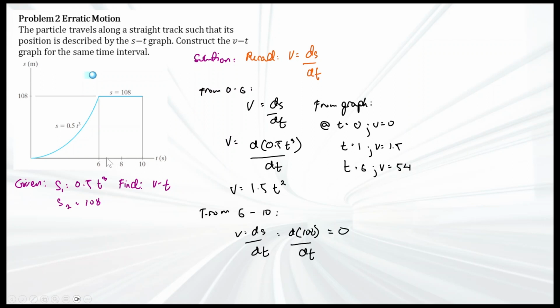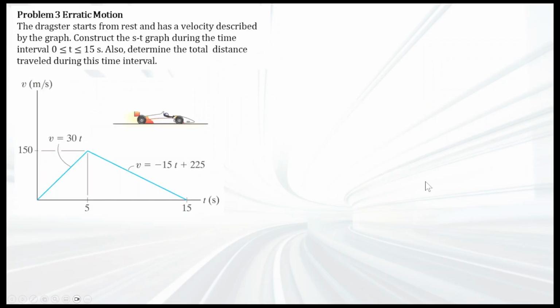Now from 6 seconds to 10 seconds, it's going to be like this. It's going to be 0 here, since we have a clue that our velocity will be 0 because our position remains the same. Okay, so our total graph would look something like this. From 0 to 6, it's going to climb up to 54 meters per second. And after achieving that, they have to hold the same position, so from 6 to 10 seconds, our velocity will simply drop to 0.